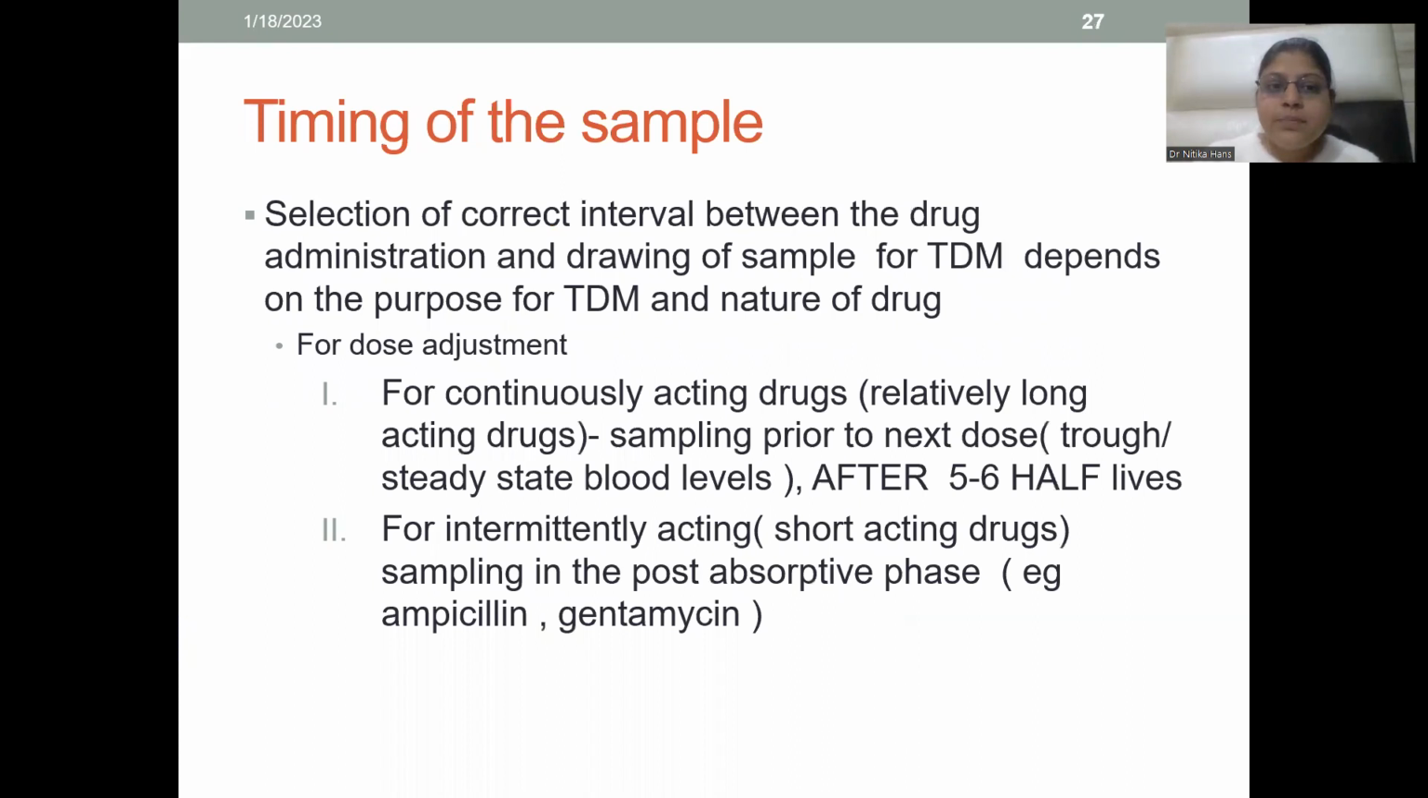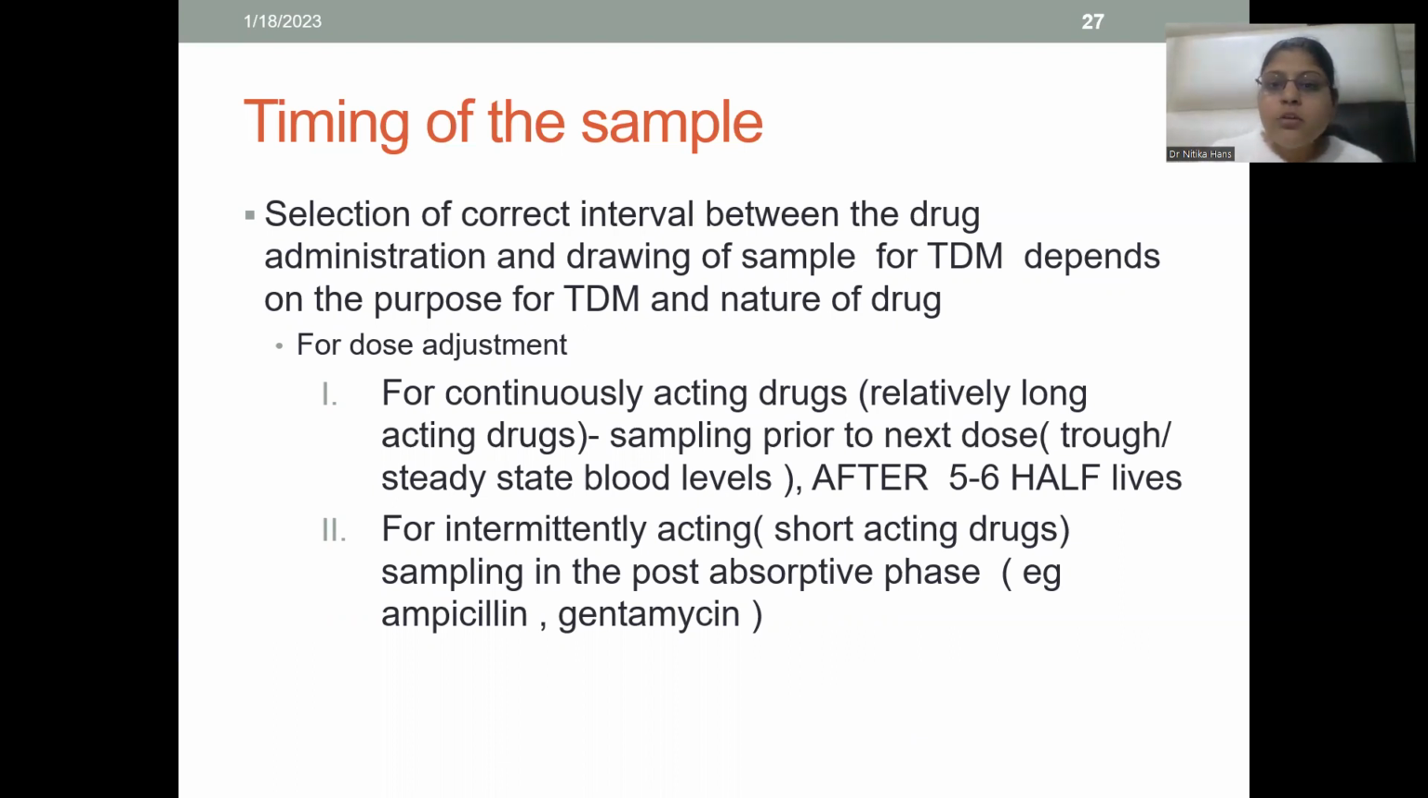Now, timing of the sample. Selection of the correct interval between the drug administration and drawing of the sample for therapeutic drug monitoring depends on the purpose for therapeutic drug monitoring and nature of the drug. Means we have to give the drug, and then we have to know the drug levels. What is the time of drawing the sample for doing the therapeutic drug monitoring?